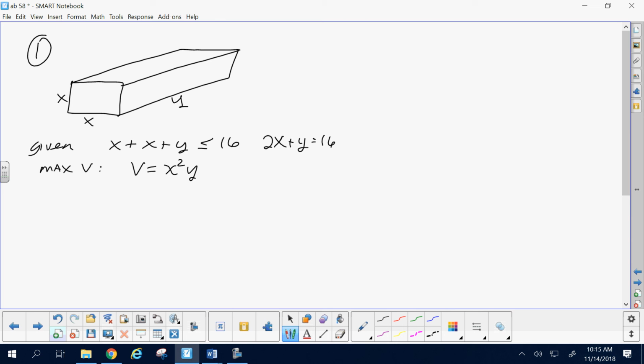Okay, that's obviously where you got hung up then. I'll just say you should use a substitution fact. If you use the fact that y has to be 16 minus 2x, that'll get you a volume equation. Now you can find what you want for the volume.